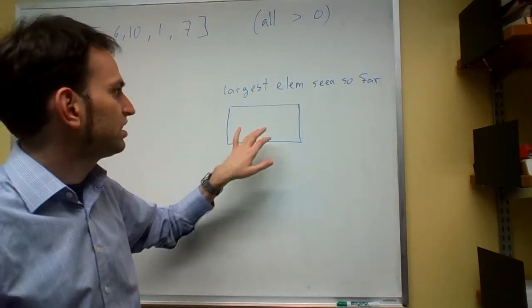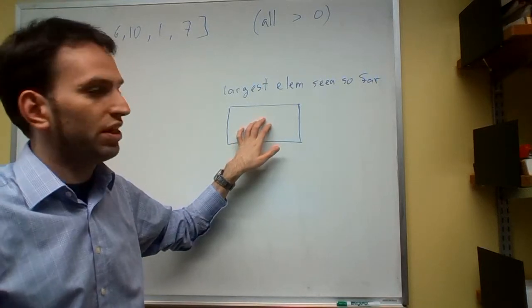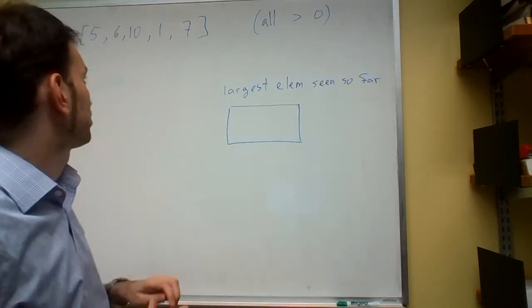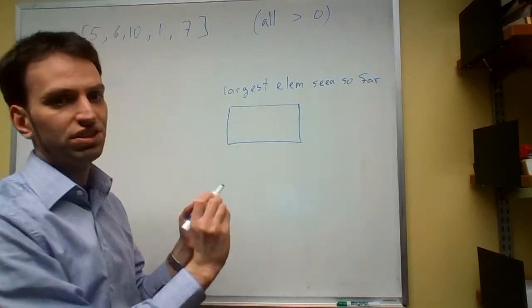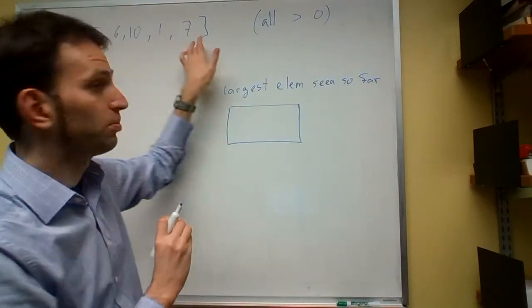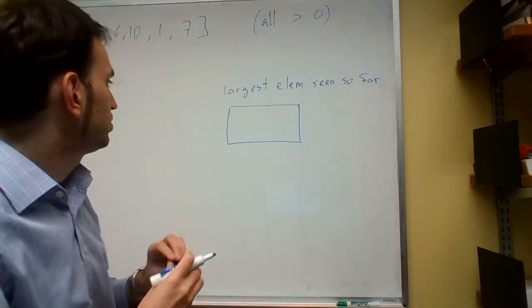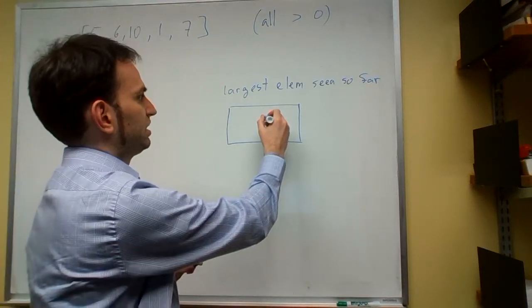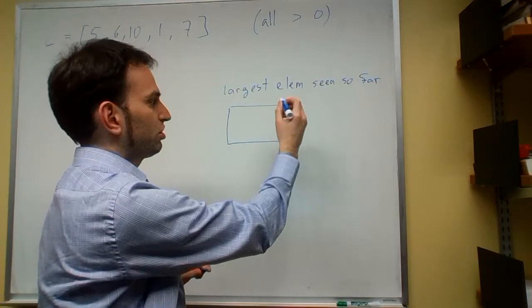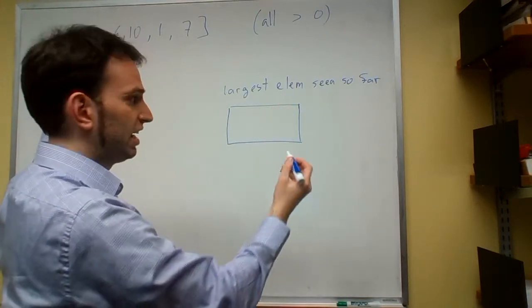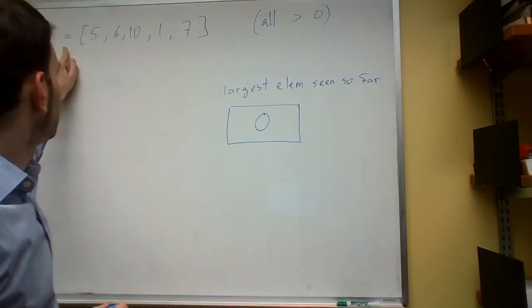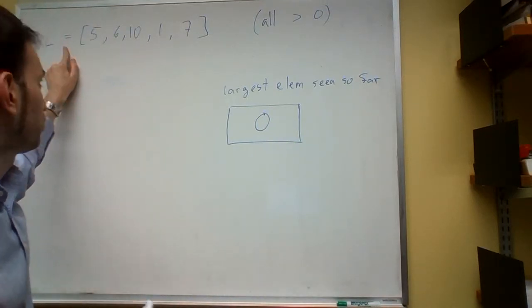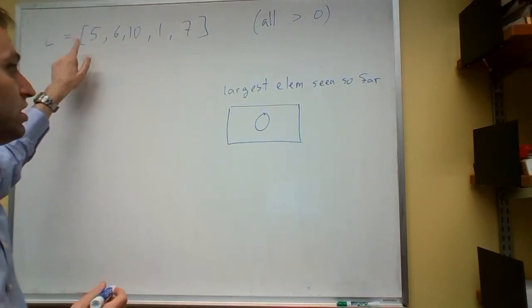Now, the question is, what should it be to begin with? And here there is a simple answer. Well, I know that my largest element is for sure greater than 0 because all the numbers here are greater than 0. So what I'll do is I'll just say that so far the largest one I've seen, if I haven't seen anything at all, will just be 0. And here's how I would approach the task if I can just look at one number at a time.